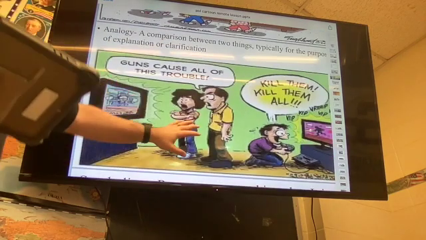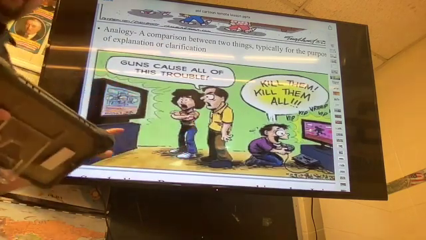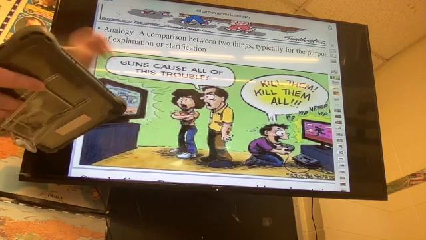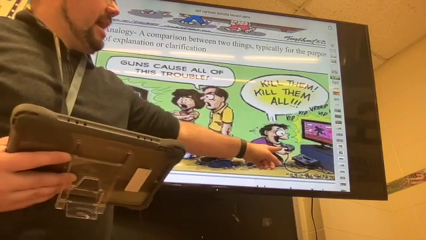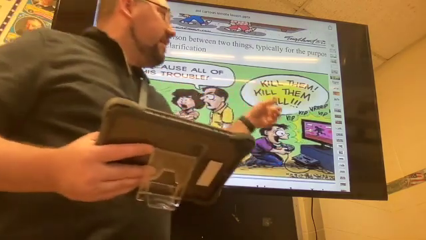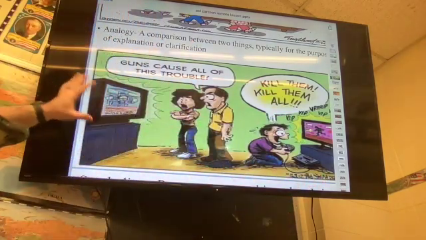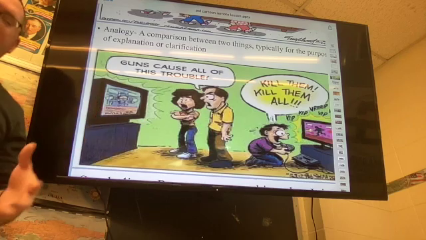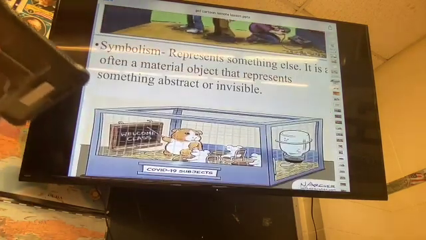This one right here shows two parents. They are sitting and they're staring at a TV. Guns cause all this trouble. And then right behind them is a student on their video game system shouting, kill them, kill them, kill them all. They're ignoring what's behind them and only focusing on what's in front of them, and it's showing the hypocrisy or just the ignorance of that. Symbolism, representation of something else.